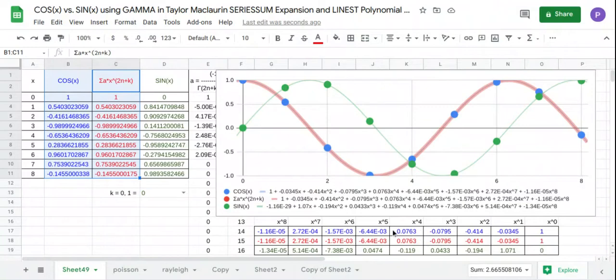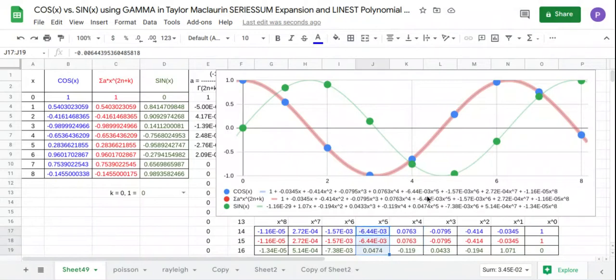We can compare the coefficients of the polynomial. That's 1, 1, 0, 1, 1, 0. This is 0, 1.16 times 10 to the minus 29. 0.0345, negative 0.0345, 1.07. And this is 0.414, 0.14, negative 0.414, negative 0.194. Here you have 0.0795, negative 0.0795, and this is 0.0433. Here you have 0.0763, negative 0.119.